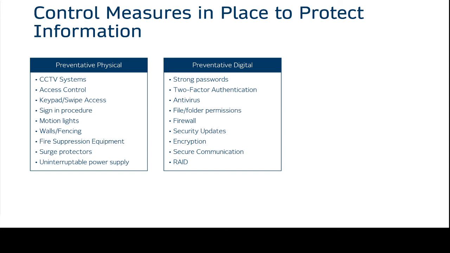Encryption, so this is where you're basically coding information as it's being transferred across the internet or to different devices. So think of it as jumbling up all the text. So rather than being able to read an email, it's all jumbled up so you can't actually read it. You've got secure communication, so that's where communication's encrypted on both ends, end-to-end encryption.